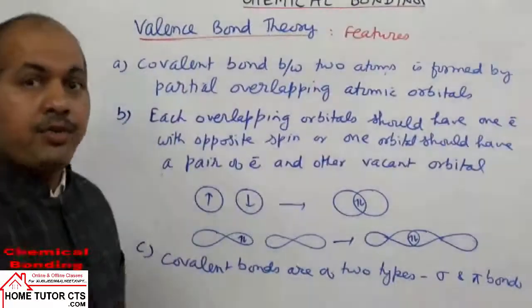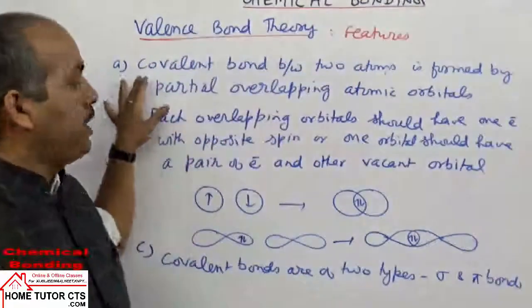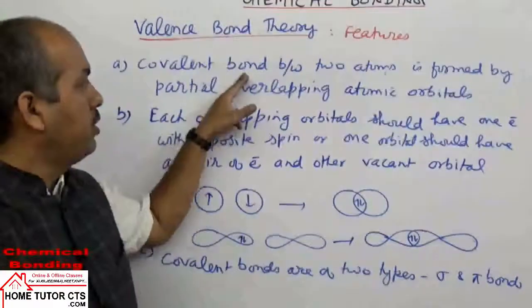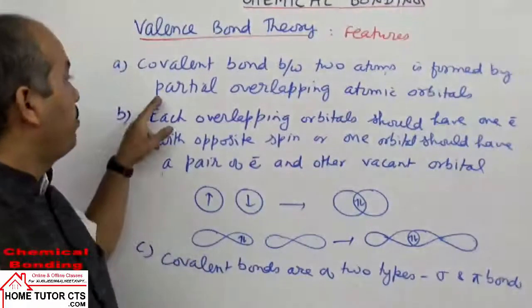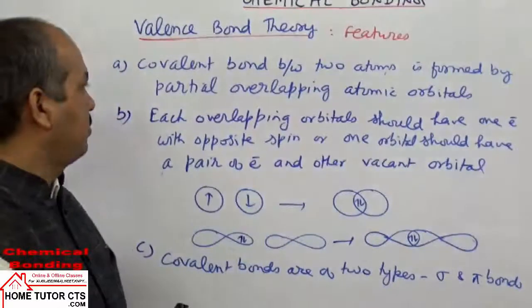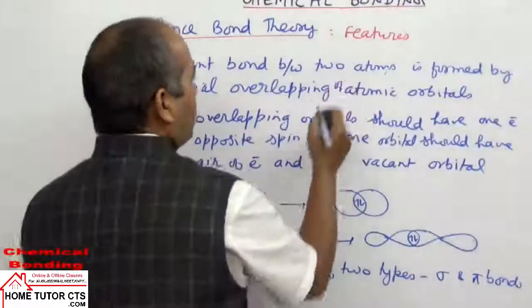Now let us take the key features of this valence bond theory. First point can be taken, you all keep writing all the points, write down. Write the first point: covalent bond between two atoms is formed by partial overlapping of atomic orbitals. Formed by partial overlapping of atomic orbitals.